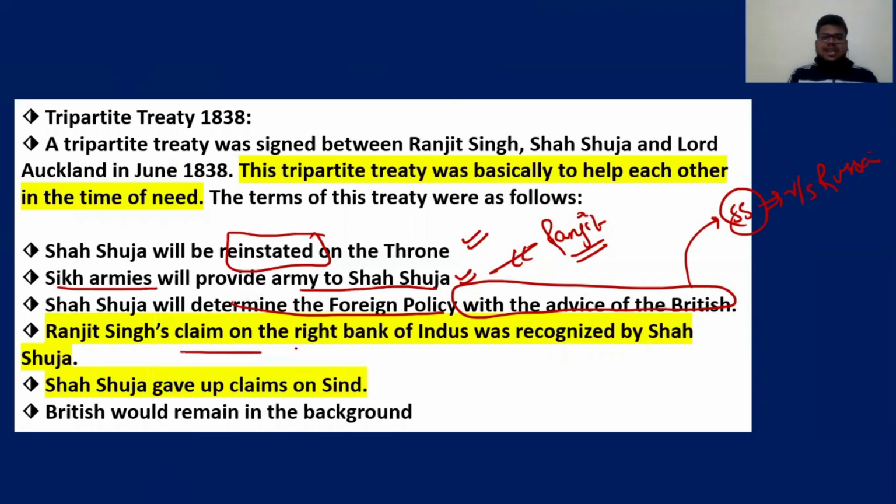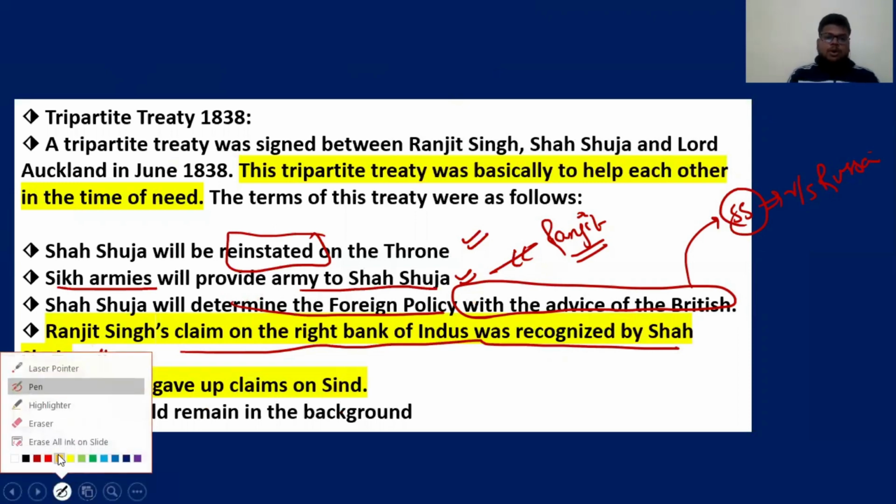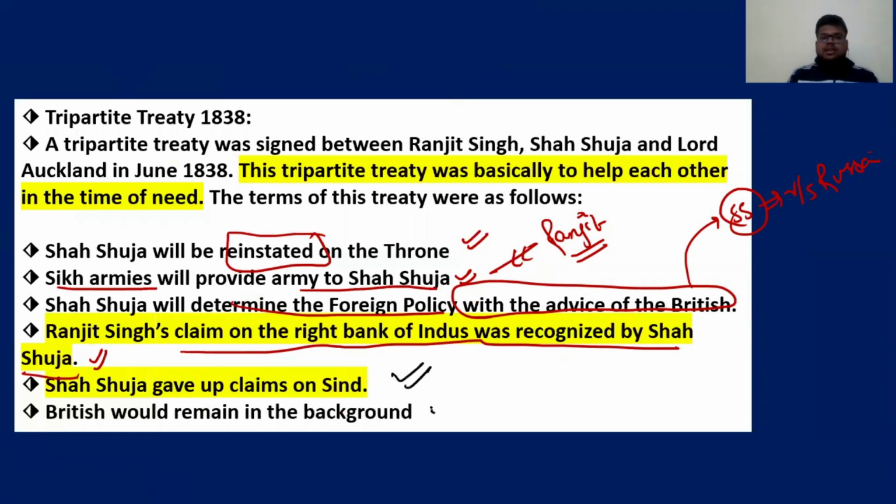Then Ranjit Singh's claim on the right bank of the Indus was recognized by Shah Shuja. Shah Shuja will give up on Sindh, as we have discussed, and the British will remain in the background, and they will only get the money as well as the military security, whatever they want. This was a tripartite treaty which was signed in 1838.